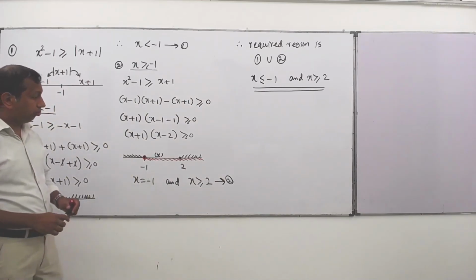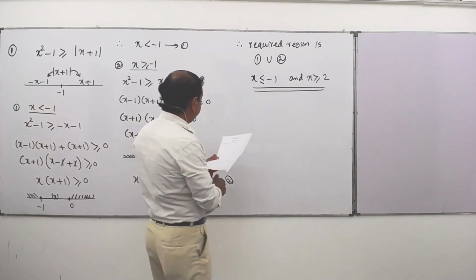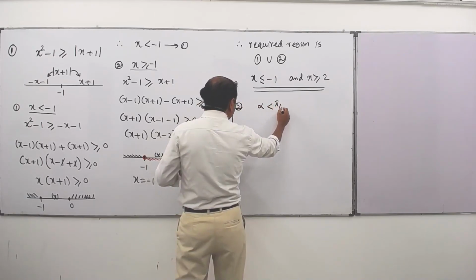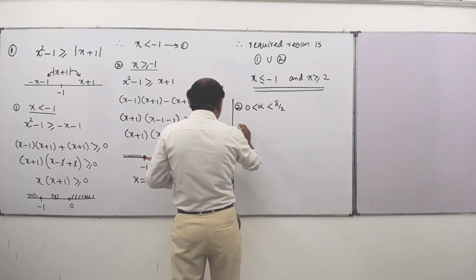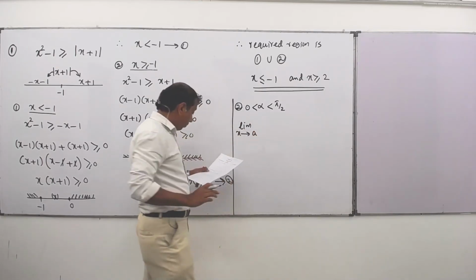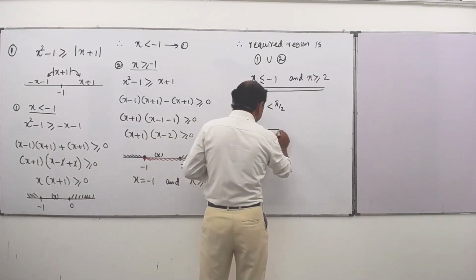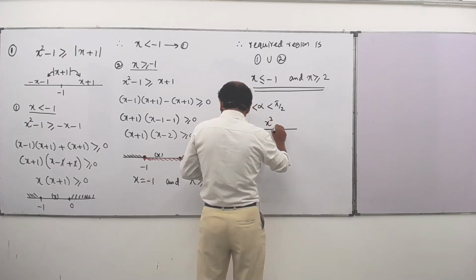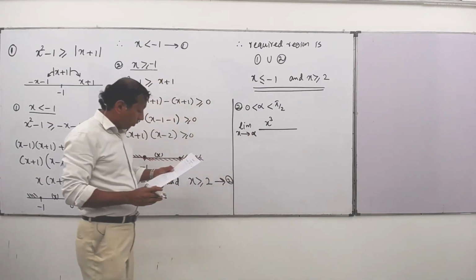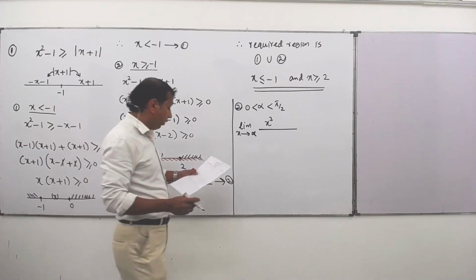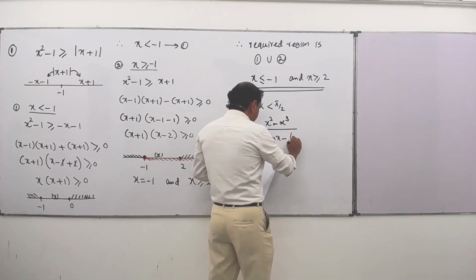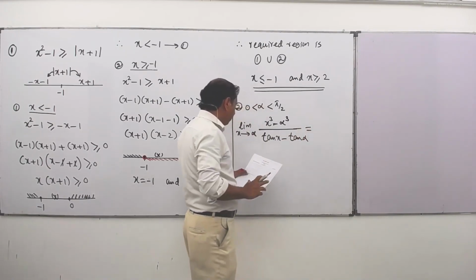Right. Question number 2. Limit question. We are given alpha less than pi by 2 and greater than 0. Limit x going to alpha, x cube minus alpha cube divided by tan x minus tan alpha. We need to find the limit of this.